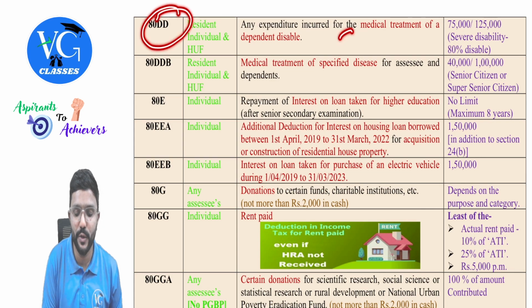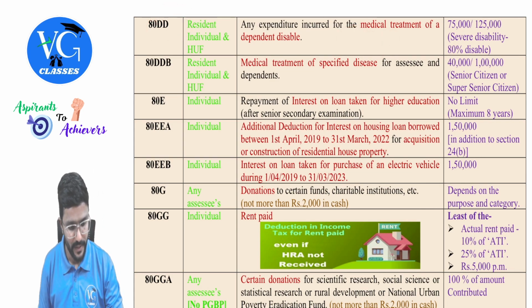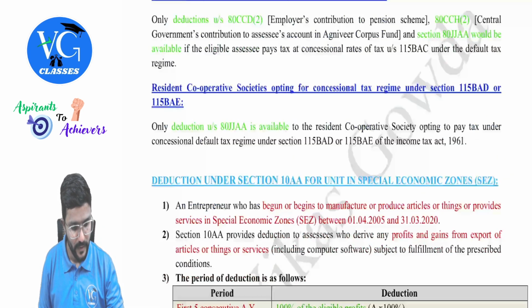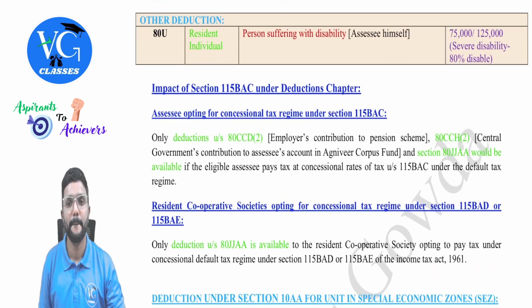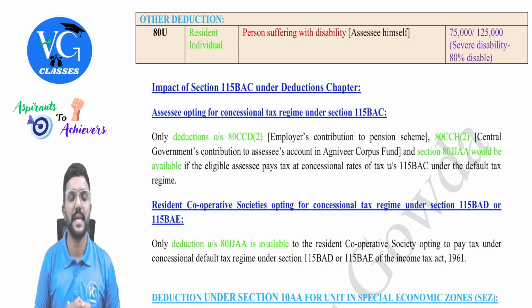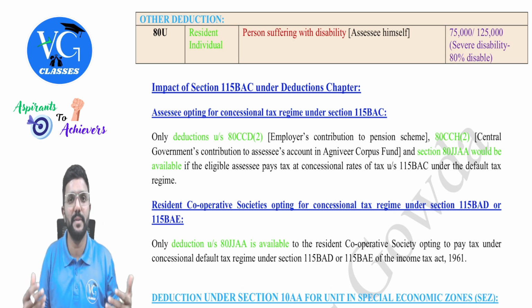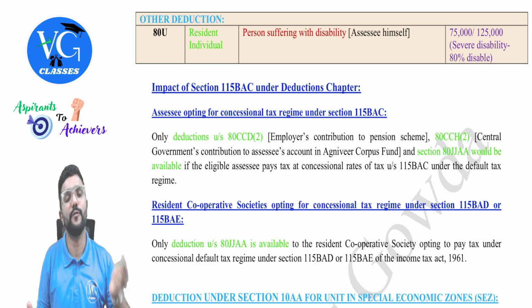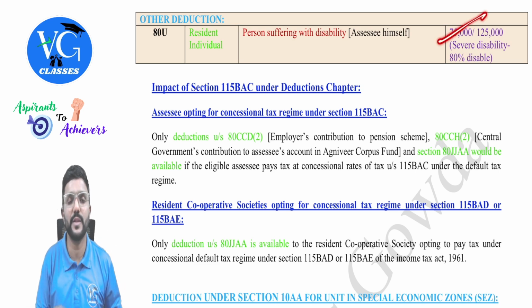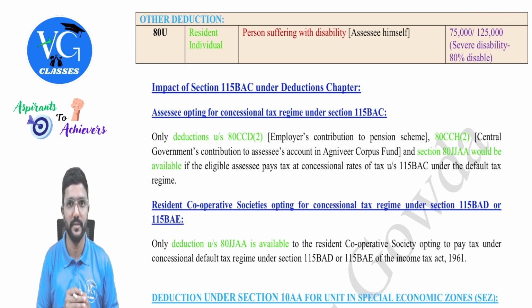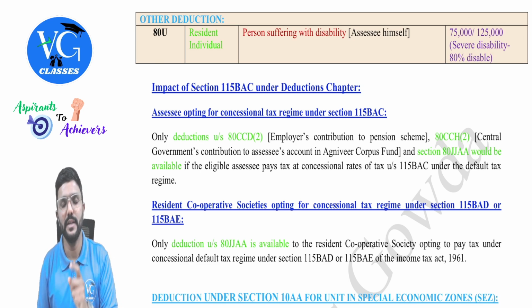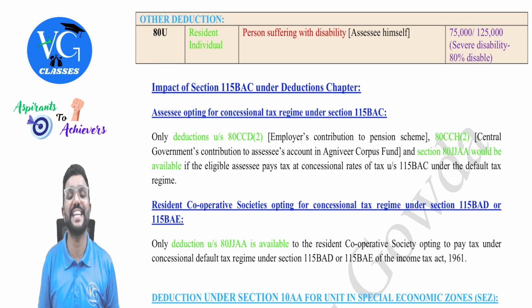And there is a section connected to this, that is 80U. Let us cover it, guys. Come to 80U, which is on the next page. 80U deduction is available when the assessee himself is disabled but is not dependent on anyone. So the assessee can claim deduction under section 80U for himself. How much? 75,000 flat deduction, or if he is suffering from a severe disability, that is 80% or more, it is 1,25,000, guys. But for the same person, another person cannot claim deduction under section 80DD, guys.